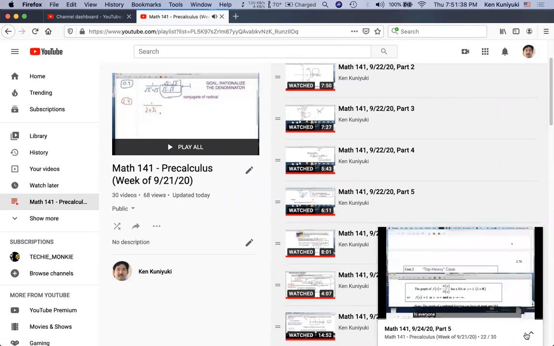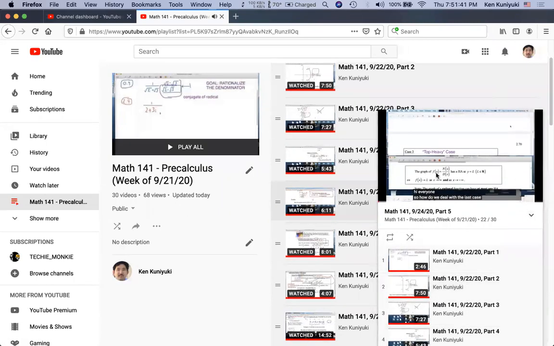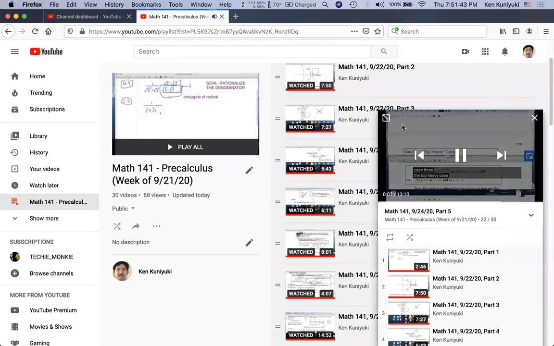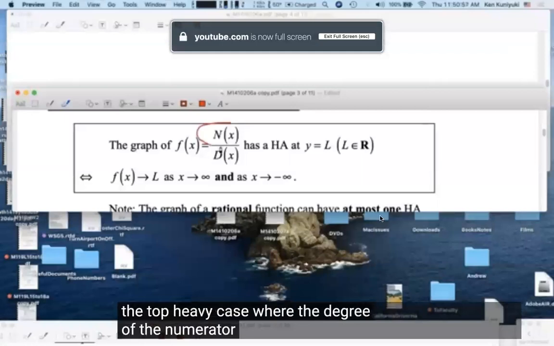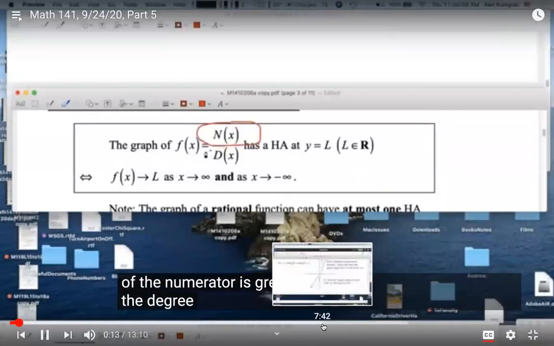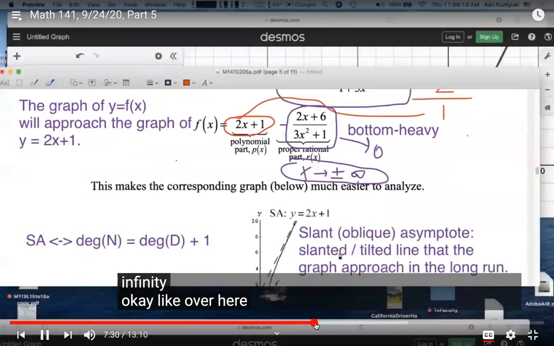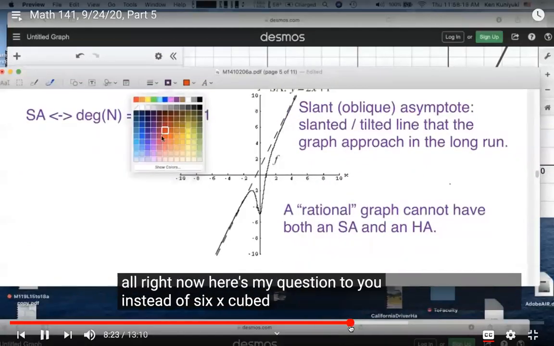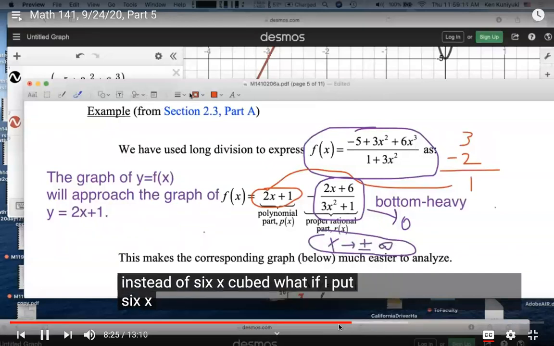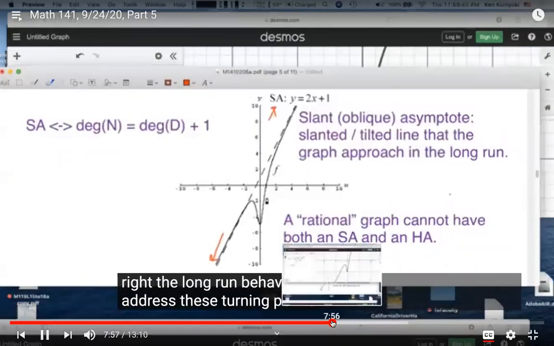Hi, everyone. So how do we deal with the last case, case 3, the top-heavy case, where the degree of the numerator is greater than the degree of the denominator? Like over here. Y approaches infinity. What if I put 6x? All right. Okay, there we go.